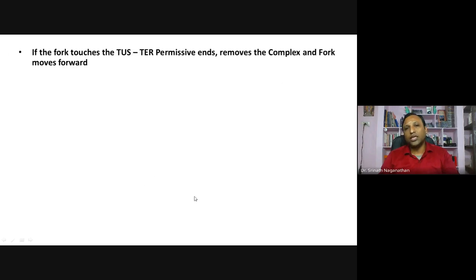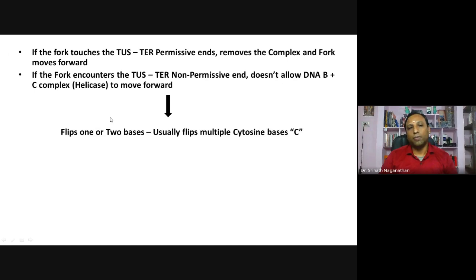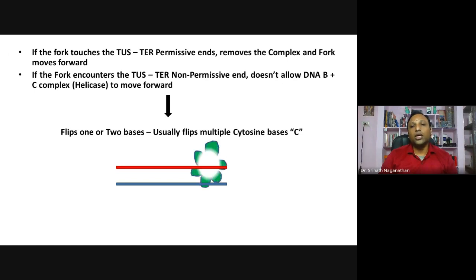So what happens here is, when the fork encounters the TUS-ter non-permissive end, it does not allow the DnaB and C complex, that is the helicase, to move forward, and the replication is halted or stopped. It flips one or two bases, usually cytosine bases, that is C. You can see in this diagram how this is working. Consider that in one strand we have our helicase, that is DnaB and C. This is our ter C.